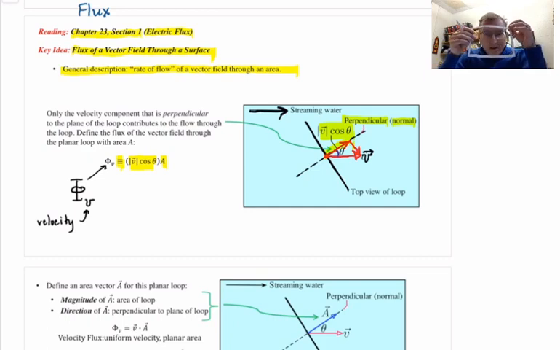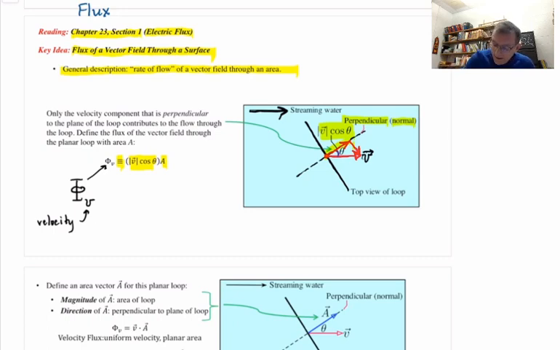But the faster the water is moving, the more that can go through. So it's got to depend on v magnitude. But it also depends on the angle that this surface inside this loop makes relative to v. Okay? And that's where the cosine theta comes in.